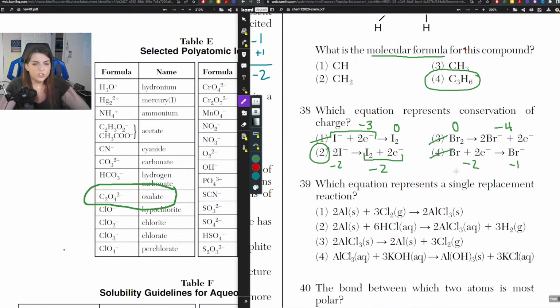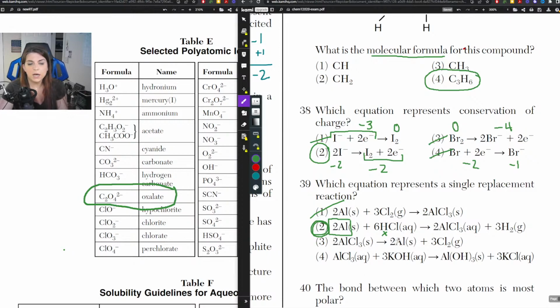39 is asking which is a single replacement. Choice 1 is a synthesis, where you take the aluminum and the chlorine and you just kind of smush them together. Synthesis is the smush, so that's out. Number 2, we have a single aluminum kicking hydrogen out and saying, hey, that chlorine belongs to me now. And that's the answer. The single replacement is the steal.